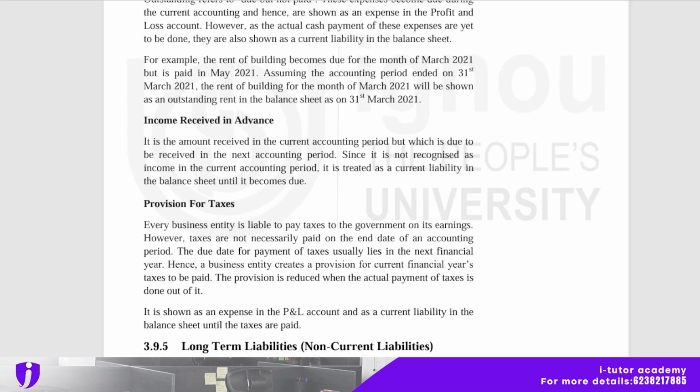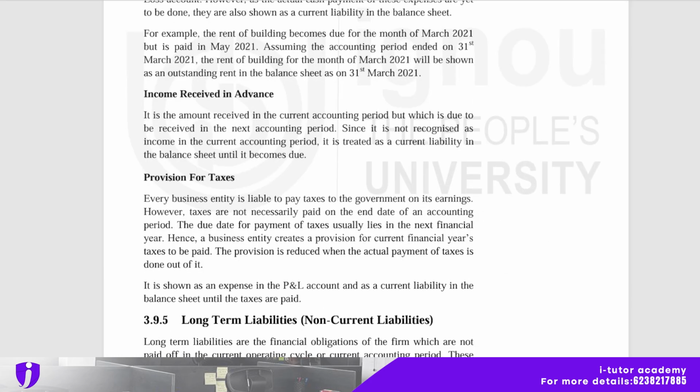Income received in advance is the amount received in the current accounting period but which is due to be received in the next accounting period. Since it is not recognized as income in the current accounting period, it is treated as a current liability in the balance sheet until it becomes due.